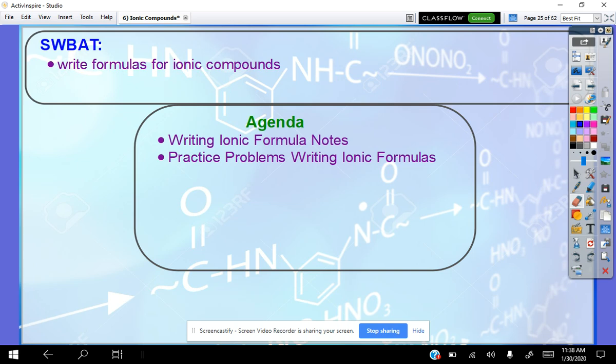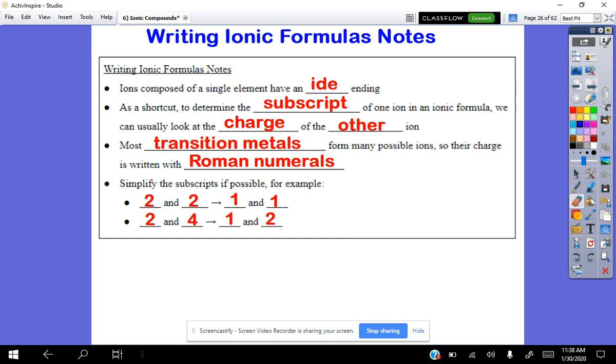Hello, today we are going to work on writing formulas for ionic compounds. Last lesson we showed the transfer of valence electrons from the cation, your positive ion, to the anion, in other words, the metal transferring electrons to the nonmetal. Now we need to work on actually writing these formulas without the support of Lewis structures. So first we need to look at some naming things related to ionic compounds.